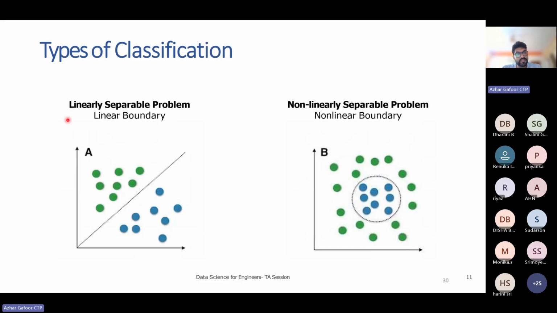Then we have linearly separable. If the data is linearly separable, then we can call it a linearly separable problem. Here we can just draw a line and separate the data. If it's a non-linearly separable problem, then either we'll have to draw a lot of lines, or a non-linear boundary has to be used to classify the problem.